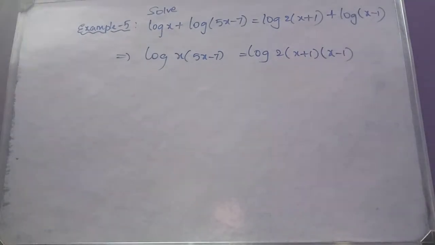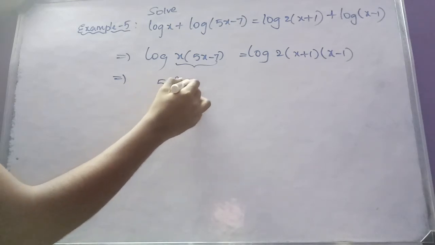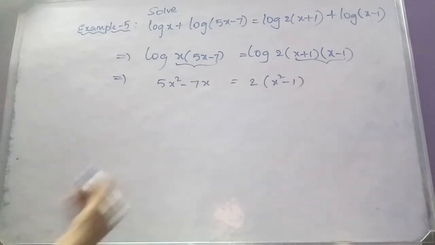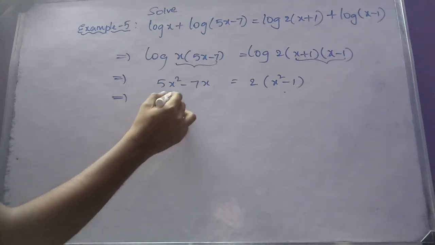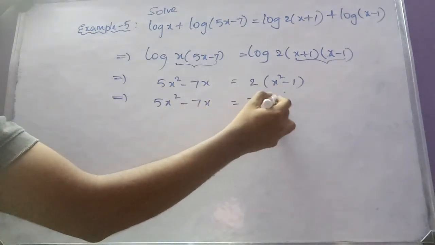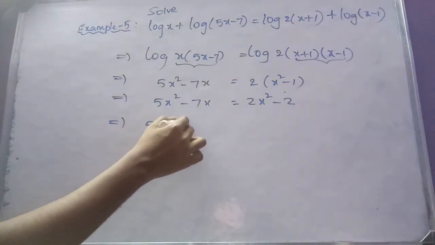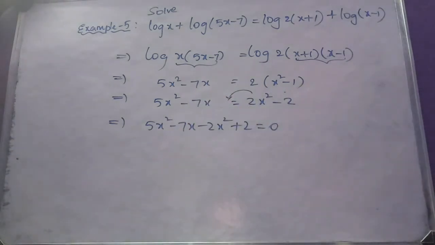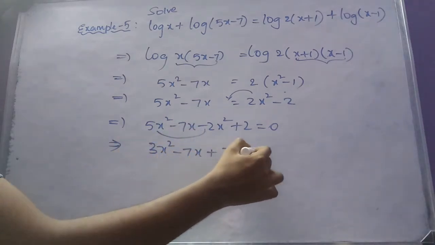Now we can ignore log on both sides. So now if you ignore log on both sides, this is 5x square minus 7x. I have expanded. And here this is 2 times x square minus 1. By using the a plus b into a minus b formula, we have got this. So 5x square minus 7x is equal to 2x square minus 2, and take these two terms to the left side: 5x square minus 7x as it is, minus 2x square plus 2 equal to 0. So therefore the required quadratic equation here is 3x square minus 7x plus 2 equal to 0.